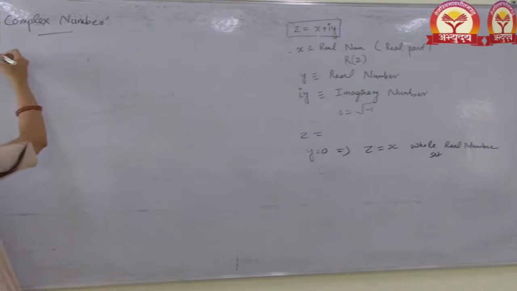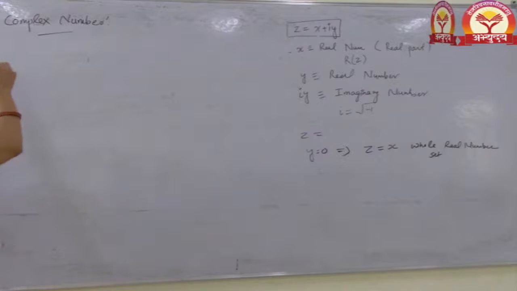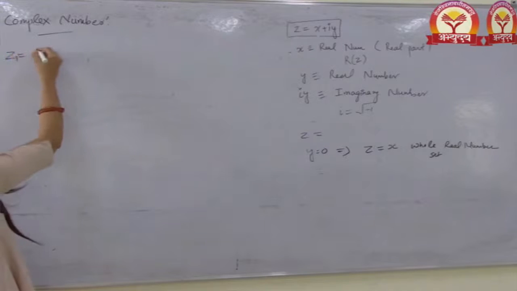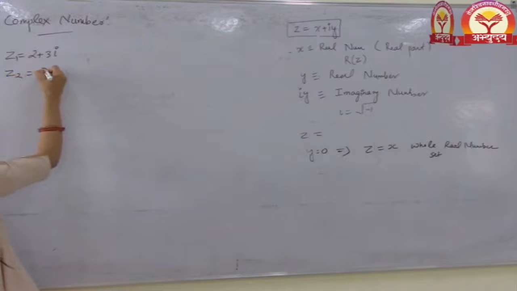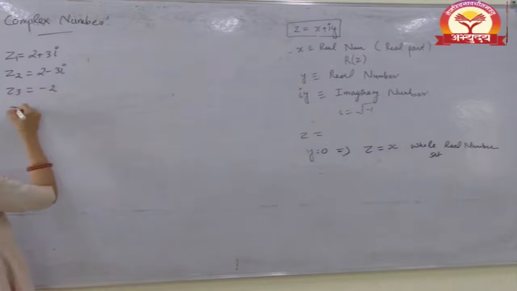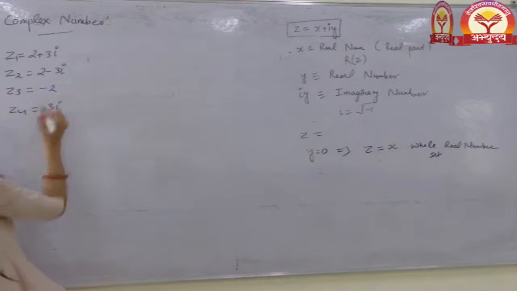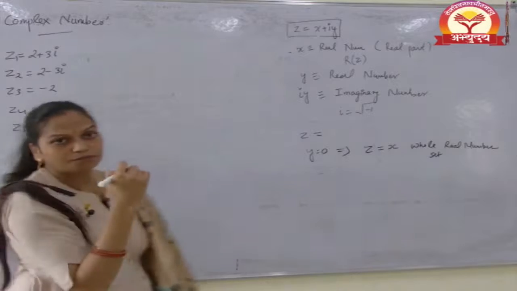in real number, for example, just start with complex numbers. Let z1 is equal to 2 plus 3i. Let z2 is equal to 2 minus 3i. Let z3 is equal to minus 2, z4 is equal to only 3i, and z5 is equal to minus 3i. Like this.